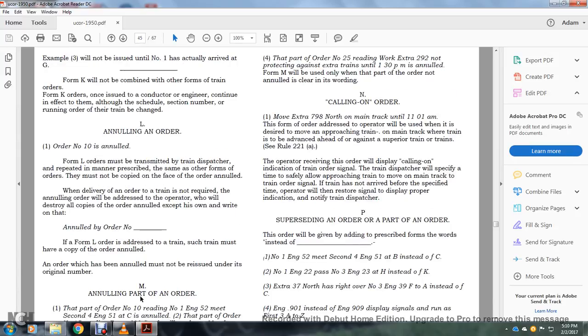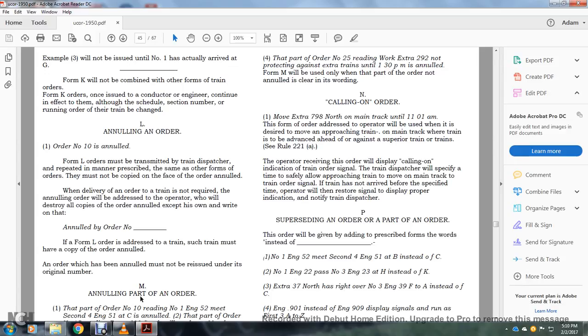And number 4: the part of order number 25, reading work extra 292 protecting against extra, and wait until 1:38, is annulled. Form M will be used only when the part of the order not annulled is clear in its wording, and it is clear in its wording.